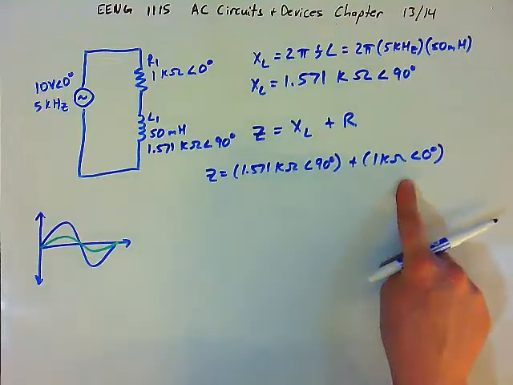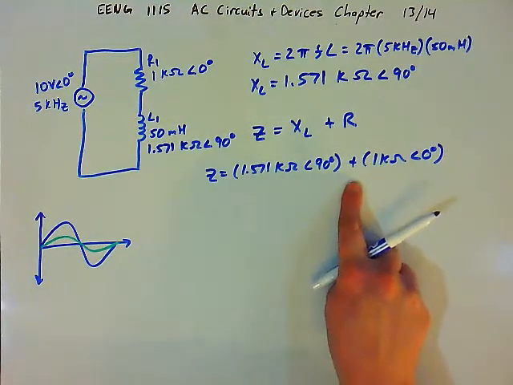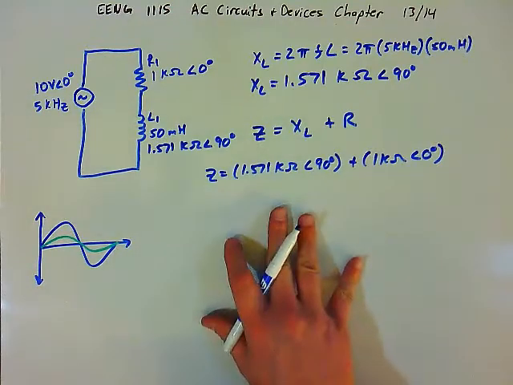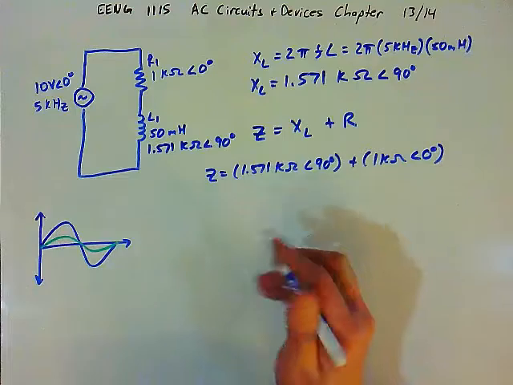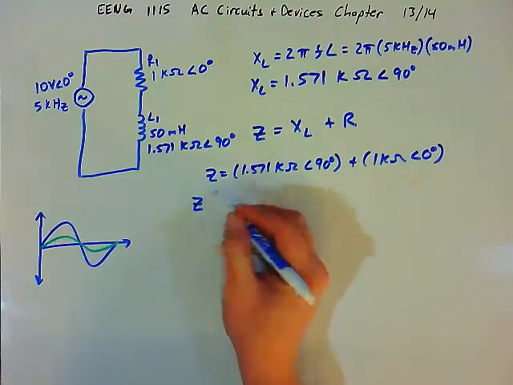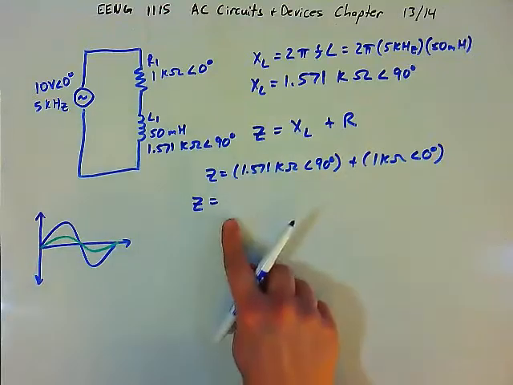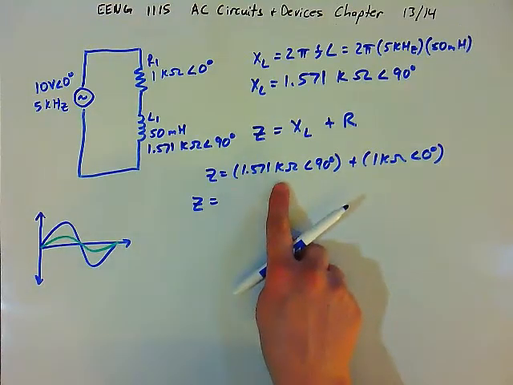Now when I'm adding vectors, it's going to be a lot easier for us if these vectors were in rectangular form. It's a lot easier to add vectors in rectangular form than it is to add them in polar form. So the total impedance of the circuit is, I need this to be in rectangular form first.